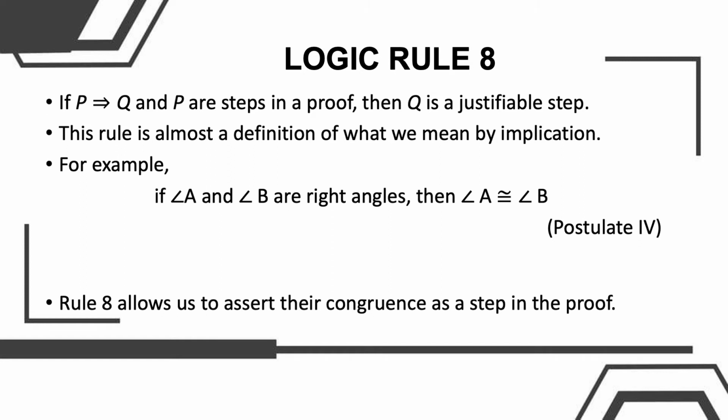So, along the proof, after having the condition na if angle A and angle B are right angles, upon doing the steps in our proof, then we can now conclude, after showing without any violation na kung ito yung condition natin ay si P, then we can say our conclusion Q.